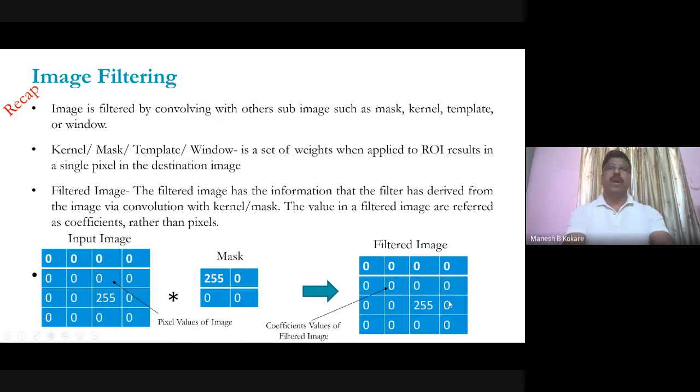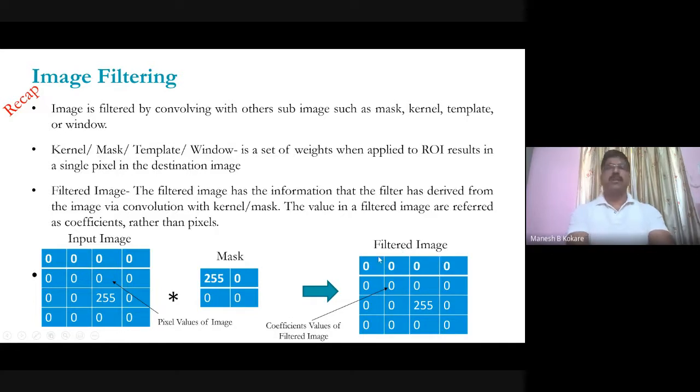Also, you know that for doing spatial domain filtering, you should have the mask. This mask is generally used for doing the spatial filtering, and sometimes it is called the mask, sometimes the kernel, sometimes the template, sometimes the sub image, sometimes the window and so on. So this whole mask is applied on the input image. The values in the input image are nothing but your pixel values, and when you filter this input image with this kernel or mask function, then you get the filtered image.